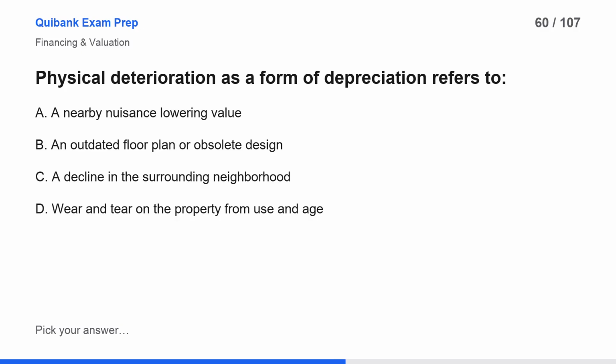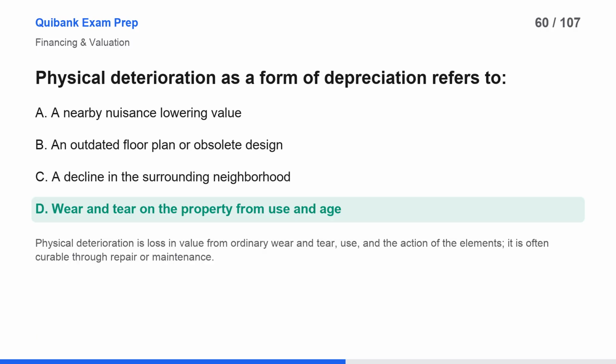Question 60. Physical deterioration, as a form of depreciation, refers to A. A nearby nuisance lowering value. B. An outdated floor plan or obsolete design. C. A decline in the surrounding neighborhood. D. Wear and tear on the property from use and age. The answer is D. Wear and tear on the property from use and age. Physical deterioration is loss in value from ordinary wear and tear, use, and the action of the elements. It is often curable through repair or maintenance.